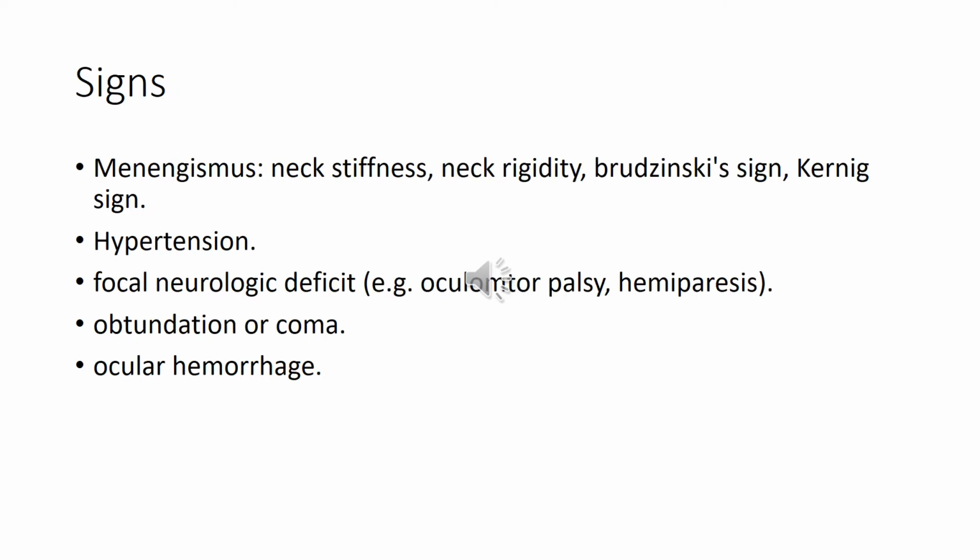Now, on examination, patients might have neck stiffness, neck rigidity, a positive Brudzinski sign, and a positive Kernig's sign. Their blood pressure might be high, either due to pain or due to increased intracranial pressure. Focal neurological deficit, as we said before, decrease in the level of consciousness, decrease in the Glasgow scale, or even coma. And sometimes these patients might have ocular hemorrhages.